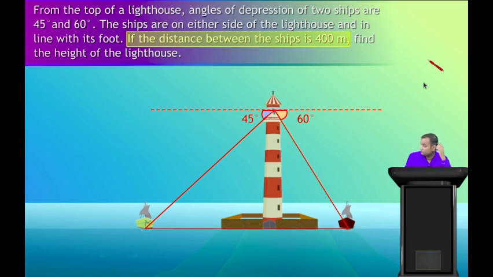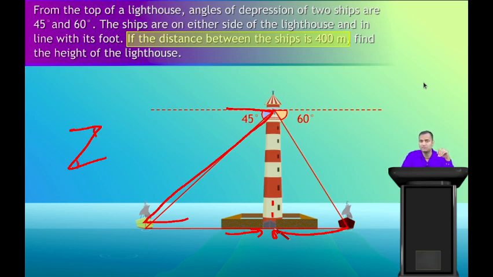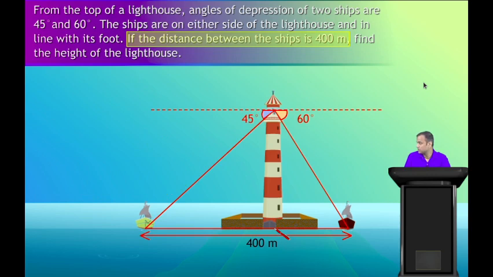Okay, now join the point of this ship to the foot of the tower. Okay, and again this is joined to the lighthouse. So here you can see it is making a Z. So do you know what Z represents? Yes, student, you are very good. It represents alternate angles and the alternate angles are equal. So again the total length is 400.